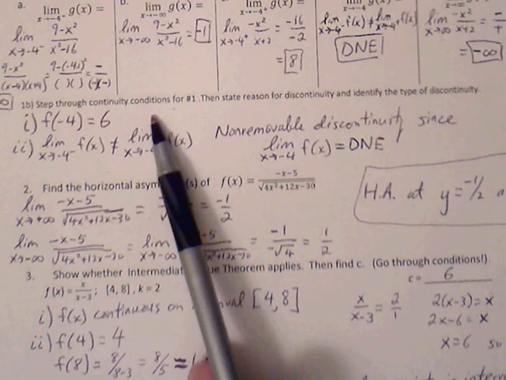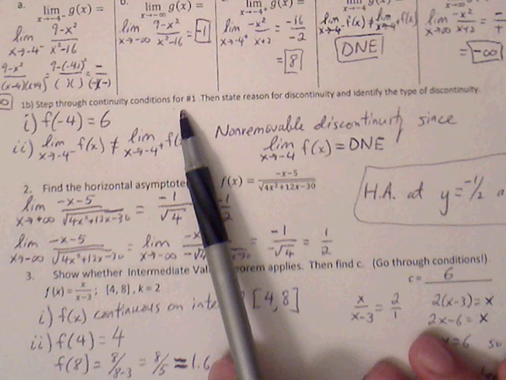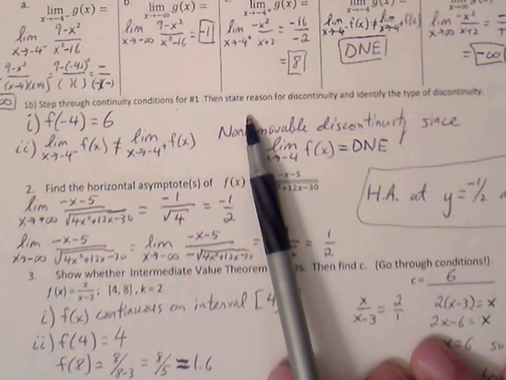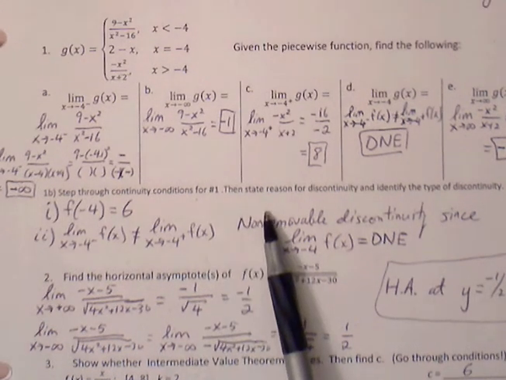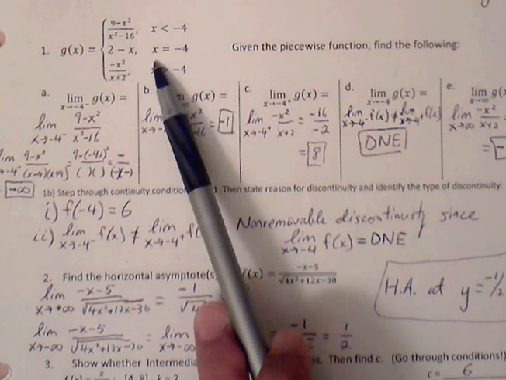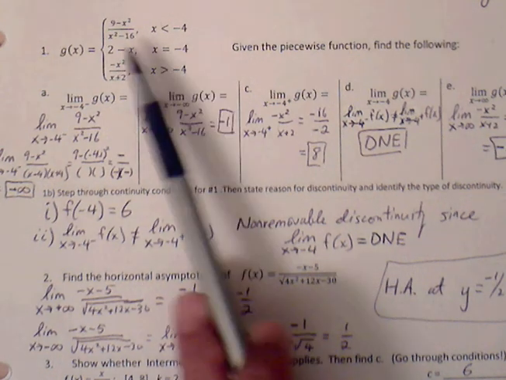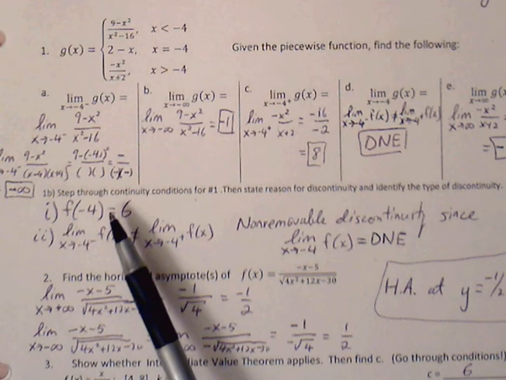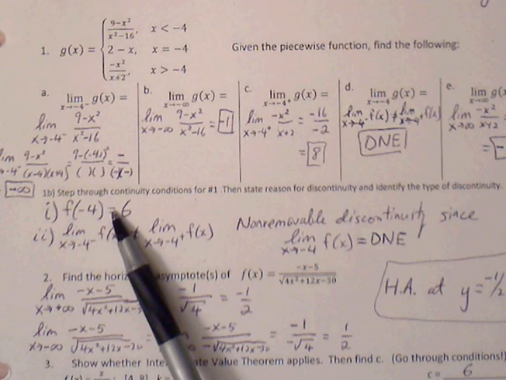Okay, step through continuity conditions for number 1 for the piecewise function above. Then state the reason for discontinuity and identify the type of discontinuity. So the first condition is simply the ordered pair. f of negative 4 is 2 minus negative 4, which is positive 6. So we see that the ordered pair exists. Condition 1 passes.